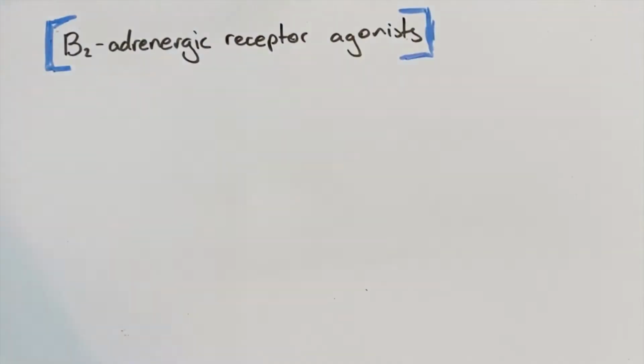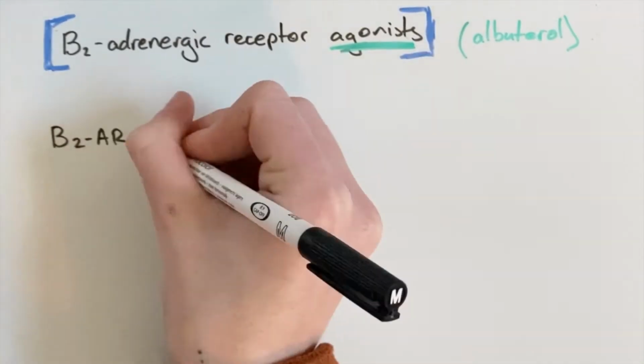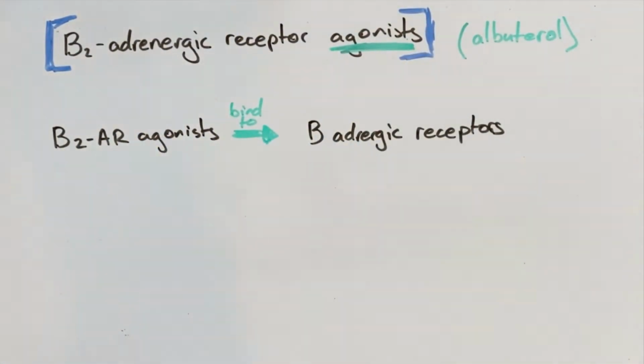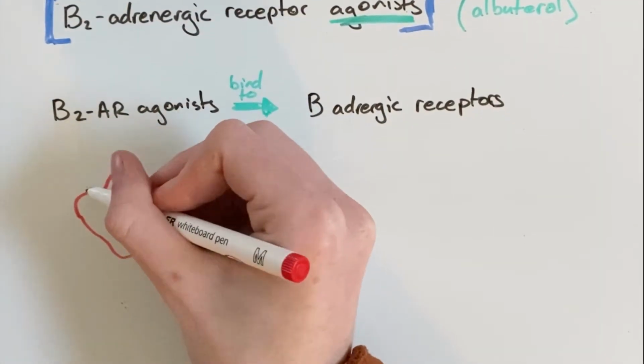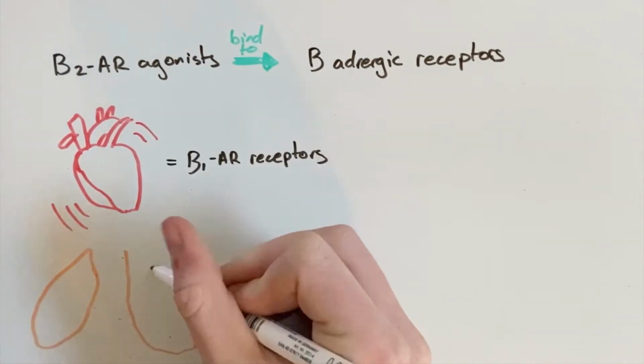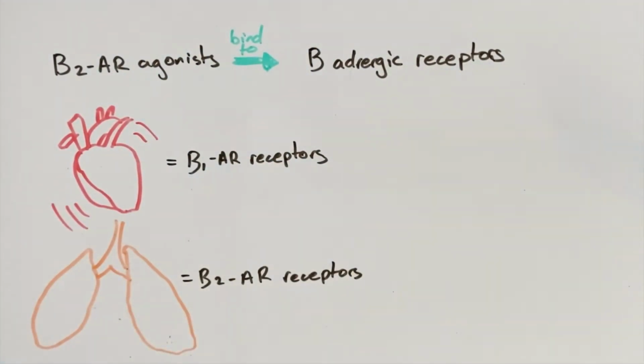Beta-2 adrenergic receptor agonists, such as albuterol, bind to and activate beta-adrenergic receptors. Beta-adrenergic receptors are a type of G protein-coupled receptor and are located in both the heart, in the form of beta-1 adrenergic receptors, and in the bronchioles of the lungs, in the form of beta-2 adrenergic receptors.